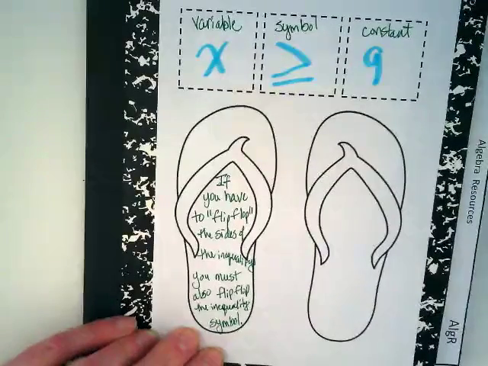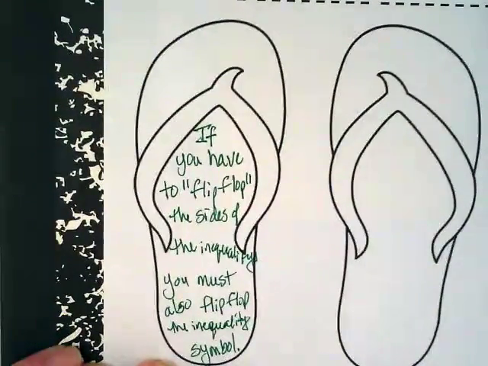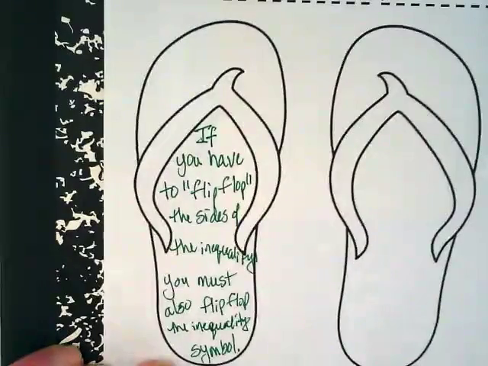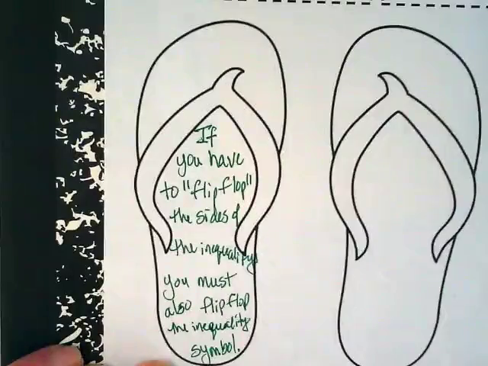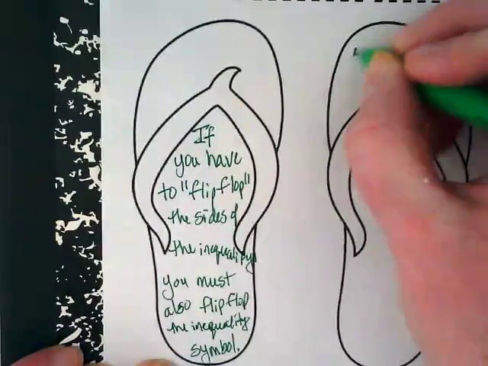Okay, so what this states in this left flip-flop, and I'll make it larger, if you have to flip-flop the sides of the inequality, you must also flip-flop the inequality symbol. Even if you're not caught up with me on that writing, I'd like you to pause for a moment. We're going to go into the right flip-flop and put an example.